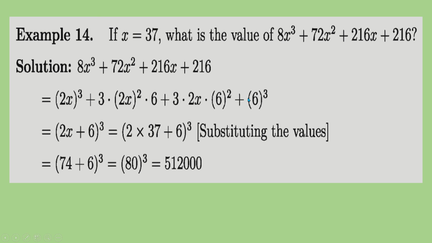And this makes the formula (a+b)^3, where a means 2x and b means 6, so (2x+6)^3. But x is equal to 37, so now we can put the value of x. 2 into 37 plus 6, whole cube. 2 into 37 is 74, plus 6 is 80, so 80^3. This equals 512,000. This is the required answer. Clear?